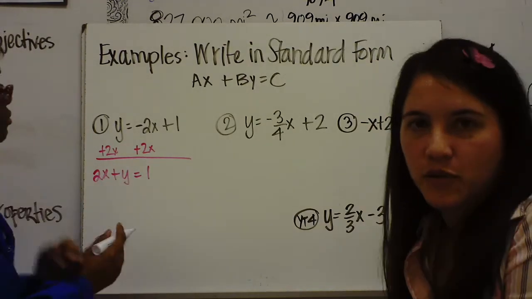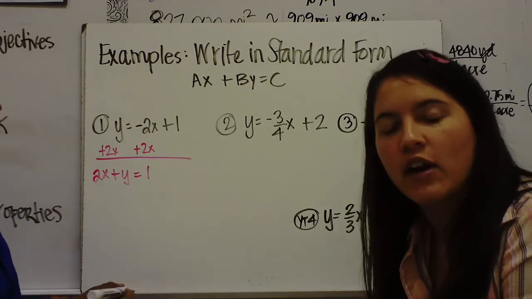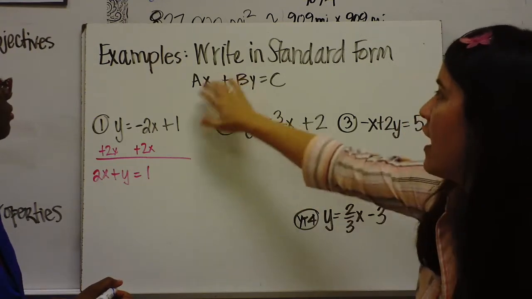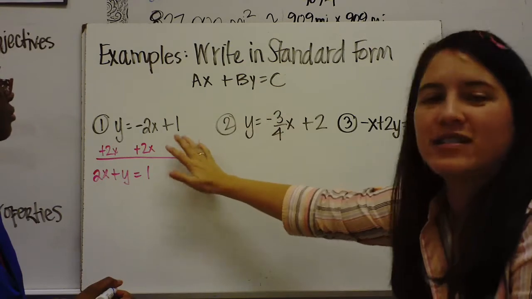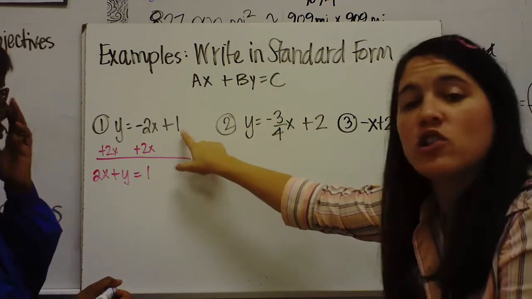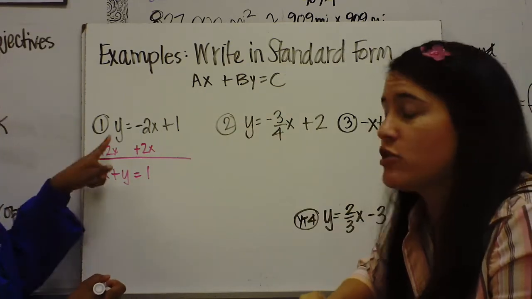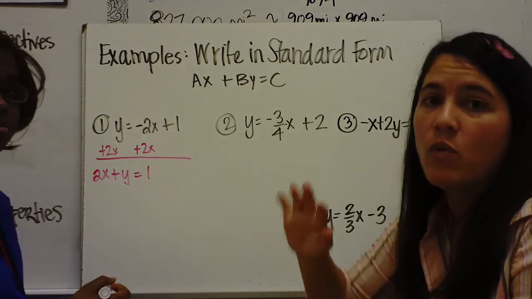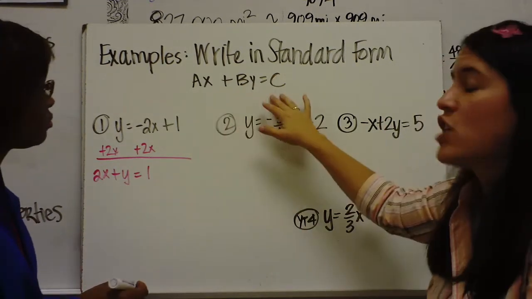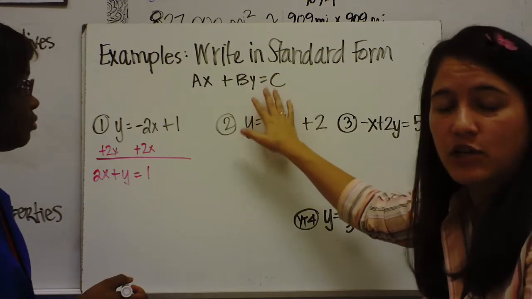So the first examples we're going to show you is how to write an equation in standard form, ax plus by equals c. So I wrote it here. And the first one is kind of a little bit done for you. We started out with an equation in slope-intercept form: y equals negative 2x plus 1. We want to change it into standard form.